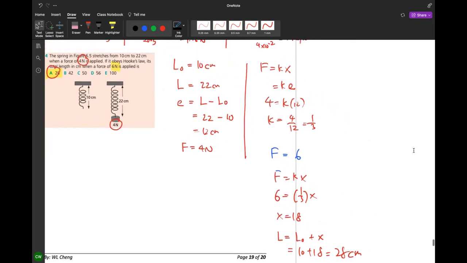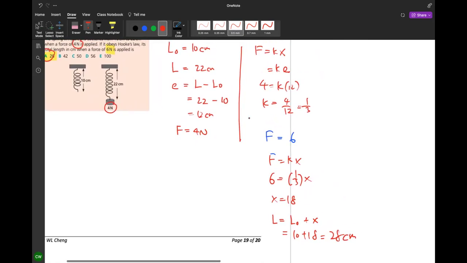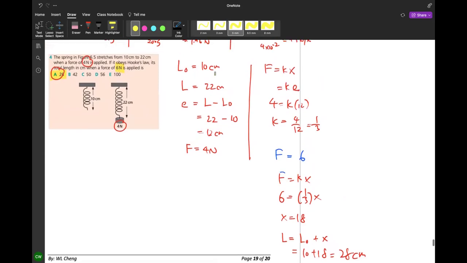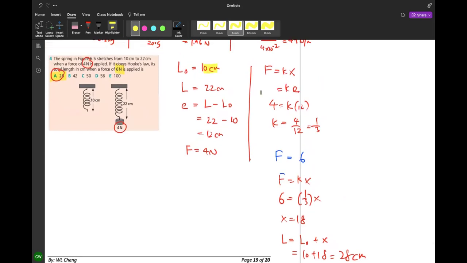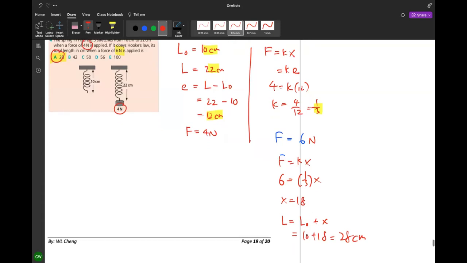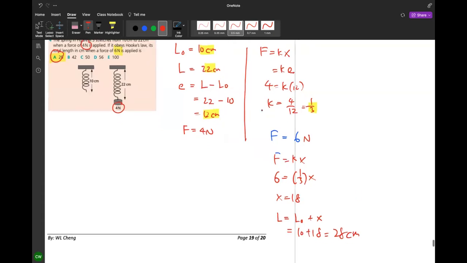You understand the working? I repeat one more time. That means initially you need to use the original length, external length to get the extension. Use these two values to find the K value. And then apply, because this is a new force, you have to base on this new force, find the extension, and then add back to the 10, then give you this.